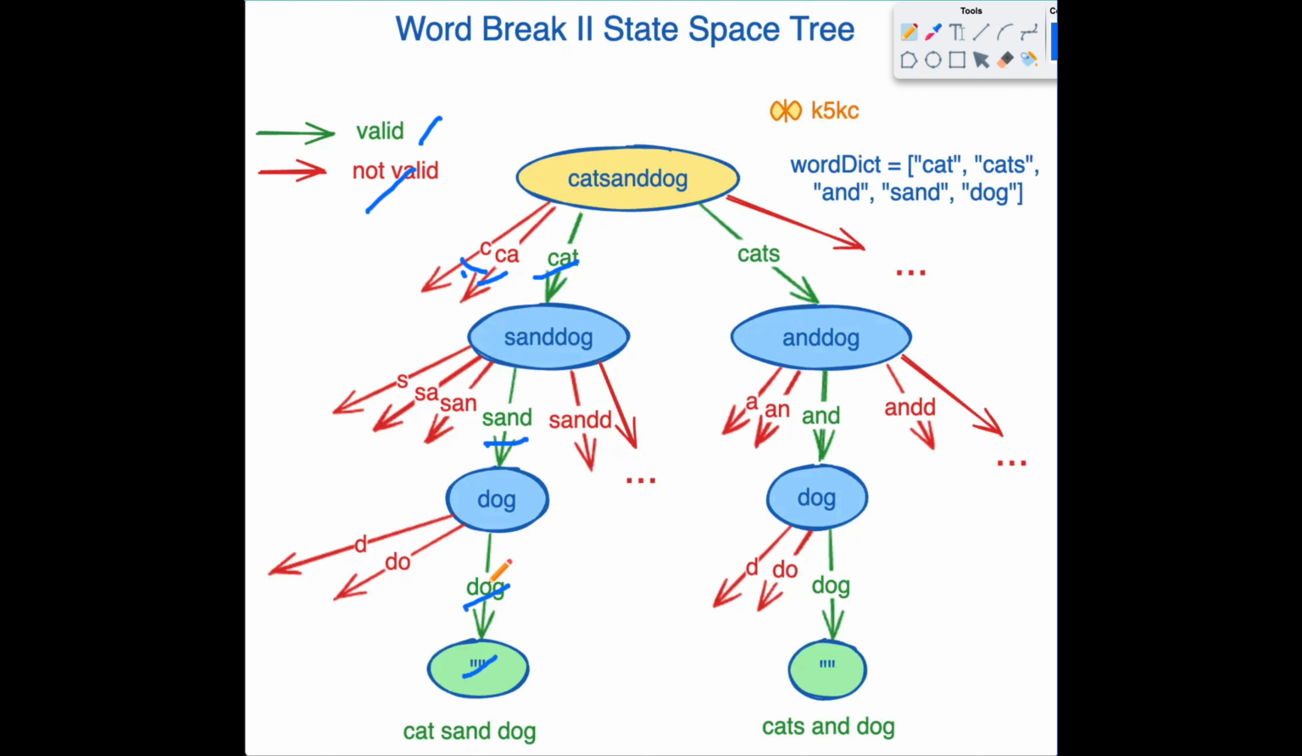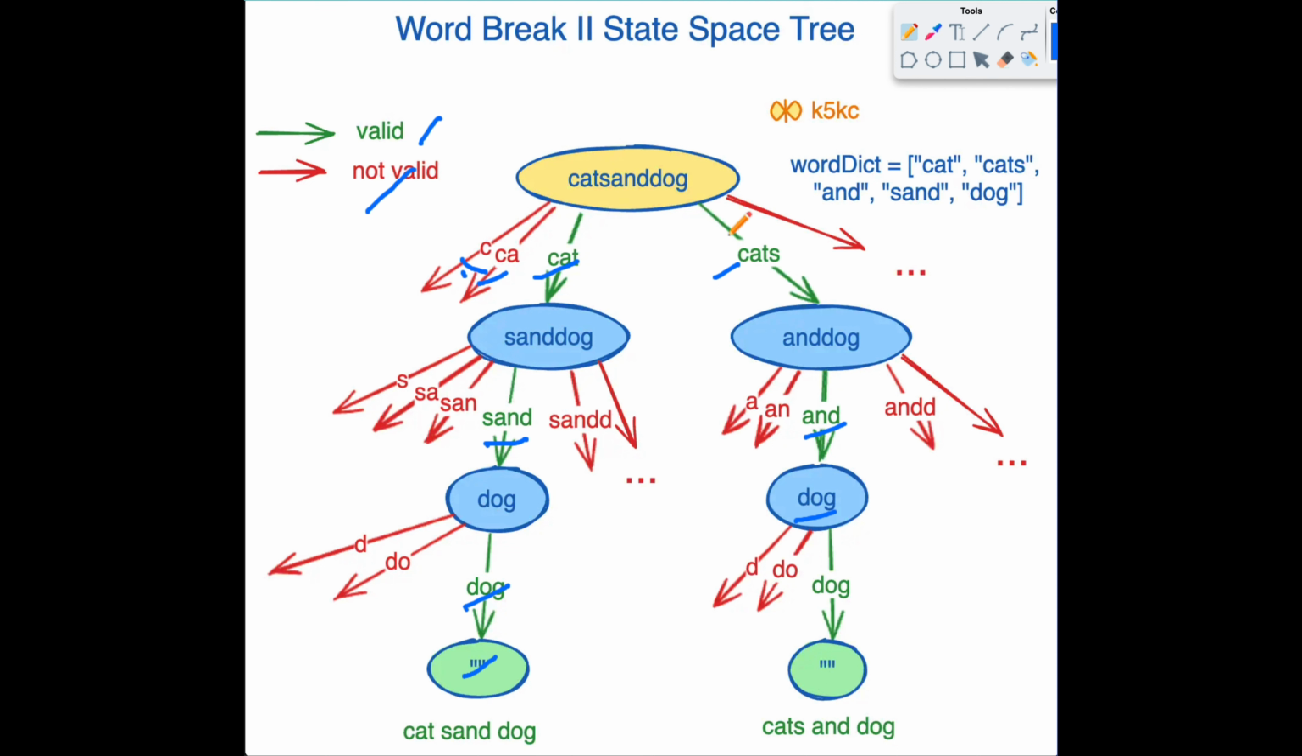That means we have reached the end of the string, and now we can return and see if there are other possible solutions. So we come up and see that cats is also there, so we go down this path as well. The remaining string is "anddog", and luckily "and" is one of the words present in the dictionary, so we break it here. Then we check whether dog is breakable, and the answer is again yes, like we already saw. Do is not present, but dog is present, and we have reached the end of the string, so this is also our answer.